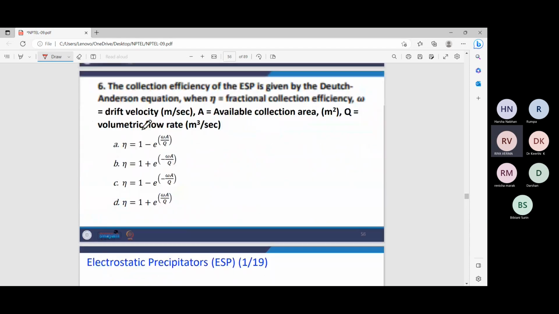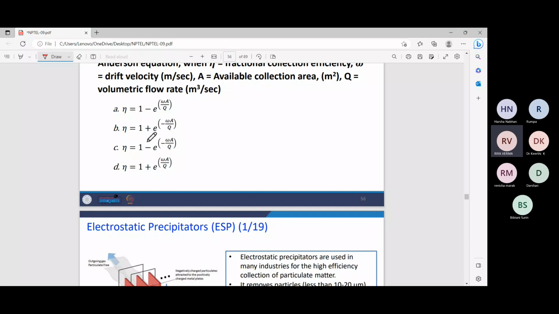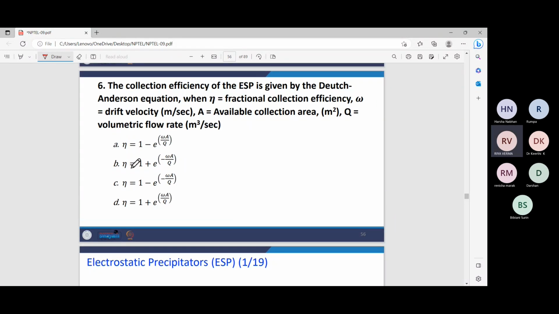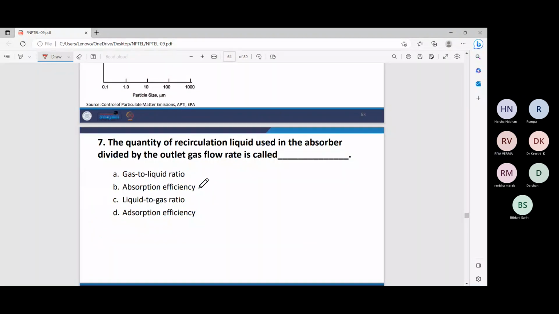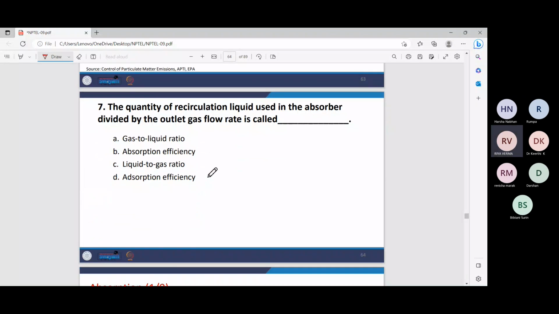The question was this formula. So the efficiency of the ESP is given by eta is 1 minus e raised to the power minus A omega by Q. This will be the formula for collection efficiency. Okay.